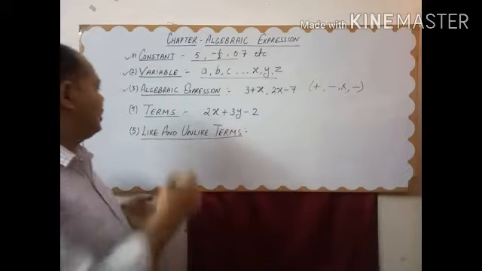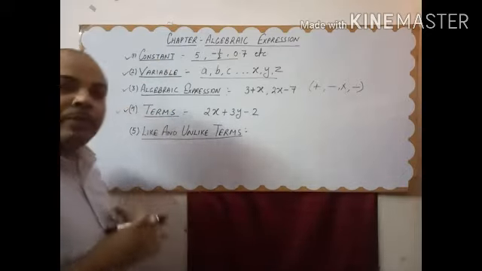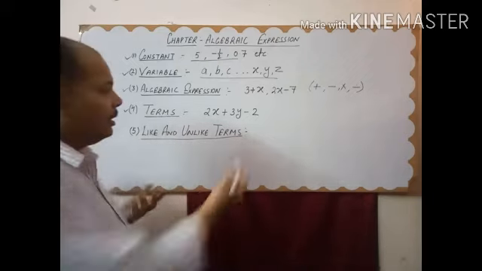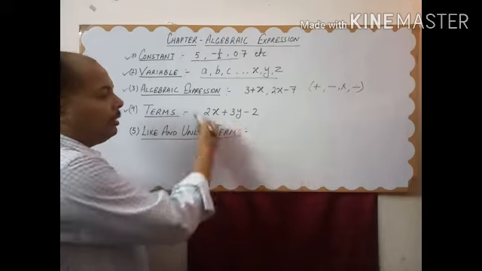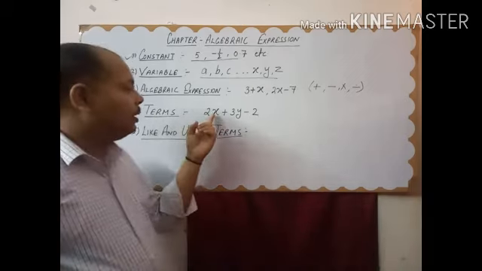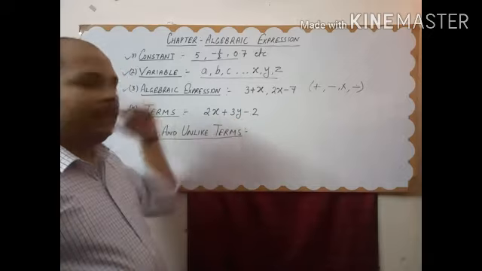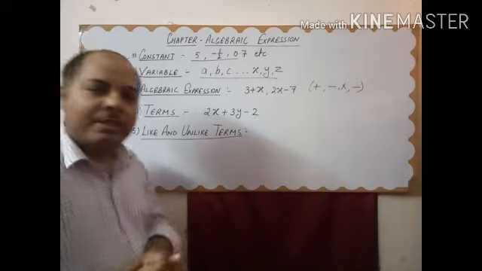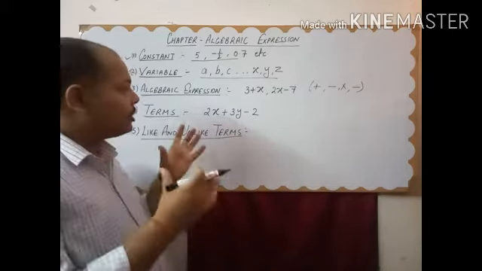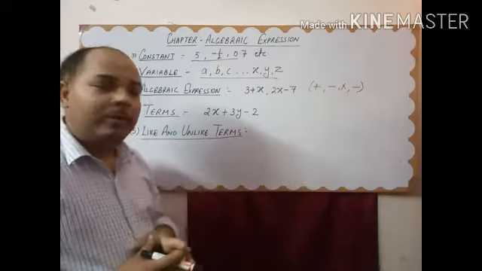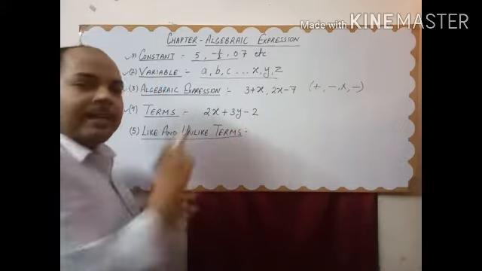Now come to the fourth very important point, terms. What is the meaning of terms? See here, this is an algebraic expression. You know why? Because x, y are variables and 2, 3 and 2 are constants. So we are taking constants and variables together with the signs of plus and minus here. That's why it is an algebraic expression.